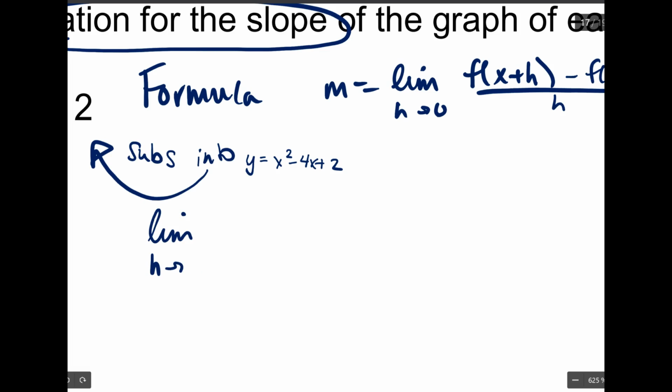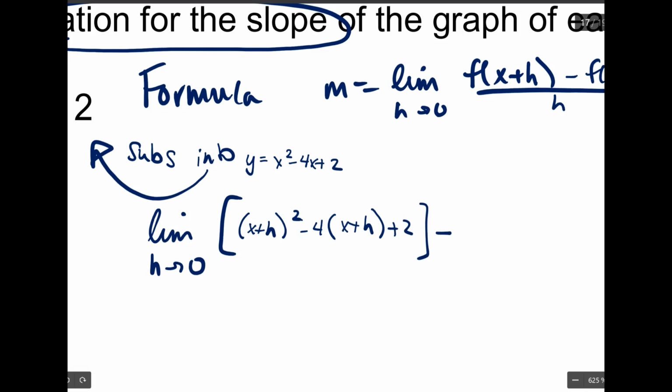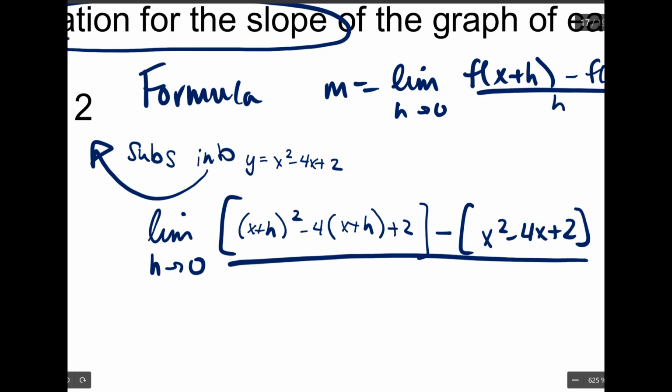Limit as h goes to 0 of, okay, so first, everywhere where you see an x, you're going to plug in x plus h. So I will have x plus h squared minus 4 times x plus h, all plus 2. Minus, and then guess what? The second part, you're literally just writing the function. If you plug in x, it's going to be your exact function. Okay, cool. x squared minus 4x plus 2 all over h.